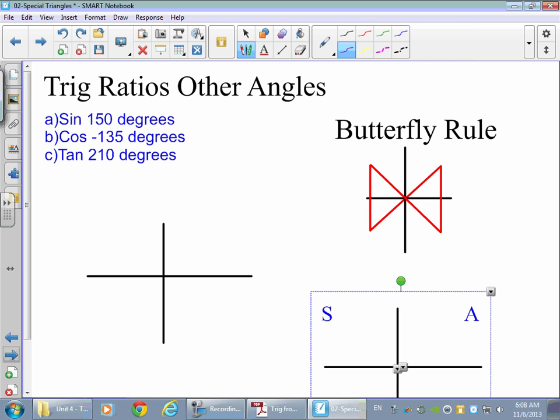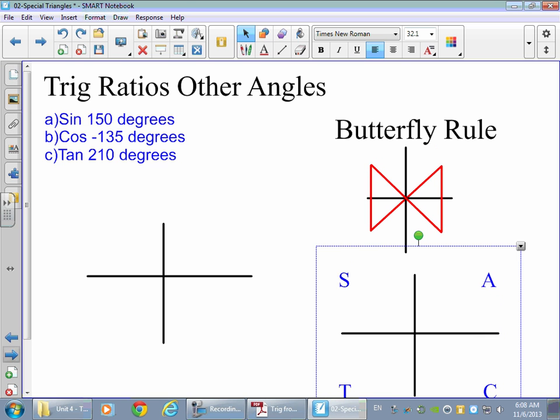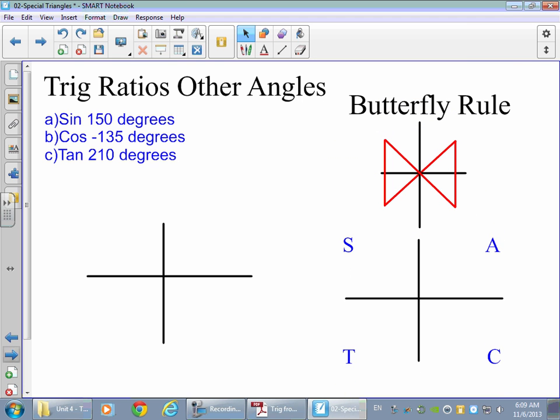So last thing then, how's that going to help us? Well, I've got a couple of little things here that probably need to be established before we can actually do questions. The first I call the butterfly rule. Basically what it tells me is if I have this butterfly pattern, then each of the angles on the inside is the same.